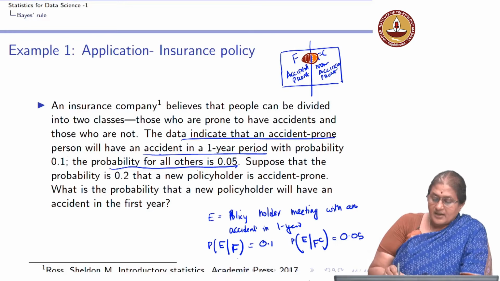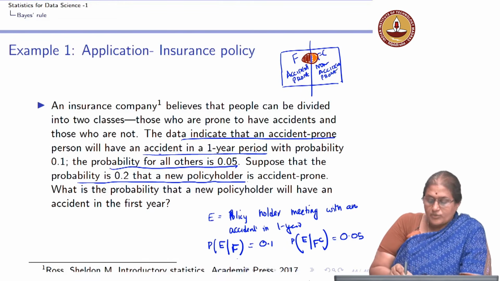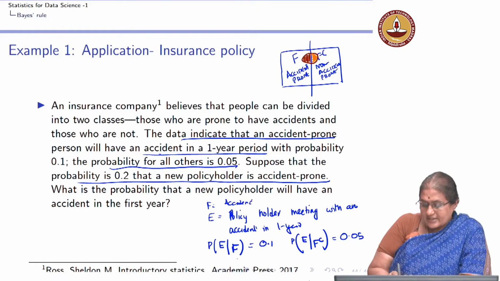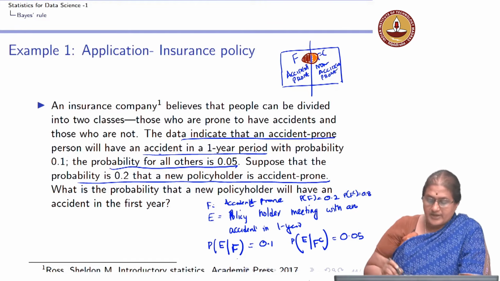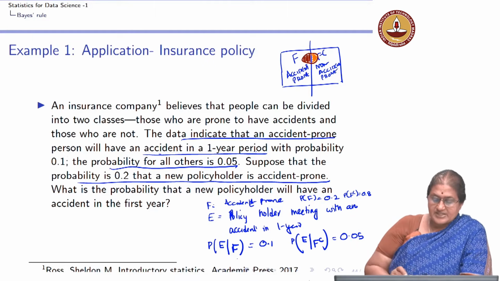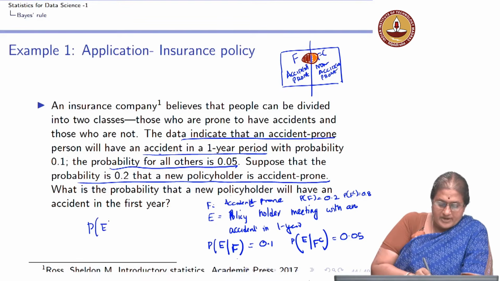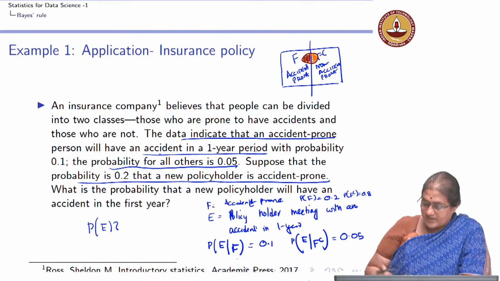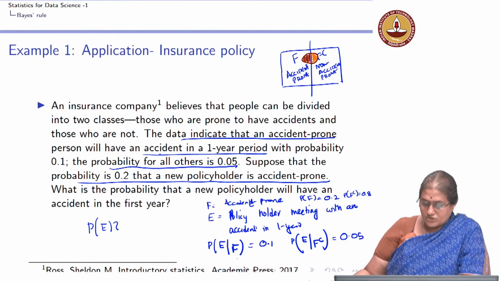Suppose that the probability is 0.2 that a new policy holder is accident prone. So, we have defined F to be the event that a person is accident prone, and that probability we have is 0.2, hence probability of F complement is going to be 0.8. So, the question that is being asked is, what is the probability that a new policy holder will have an accident in the first year? So, that is what is probability of E, that is what is being asked. So, let us look at the solution.